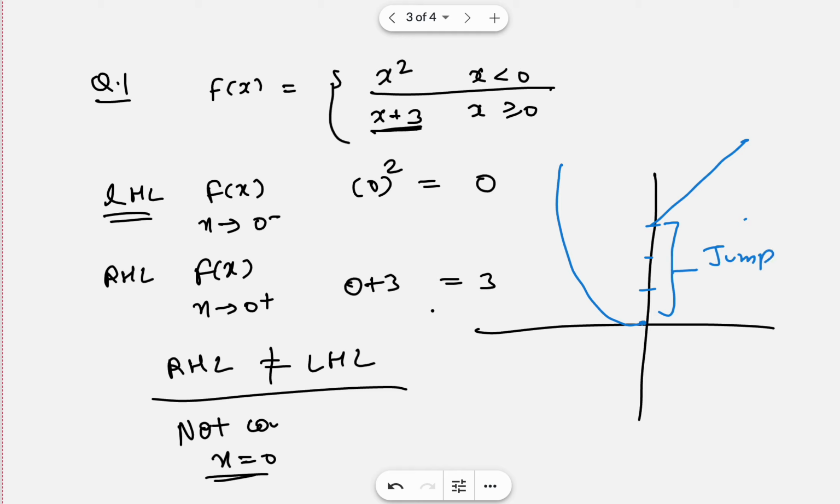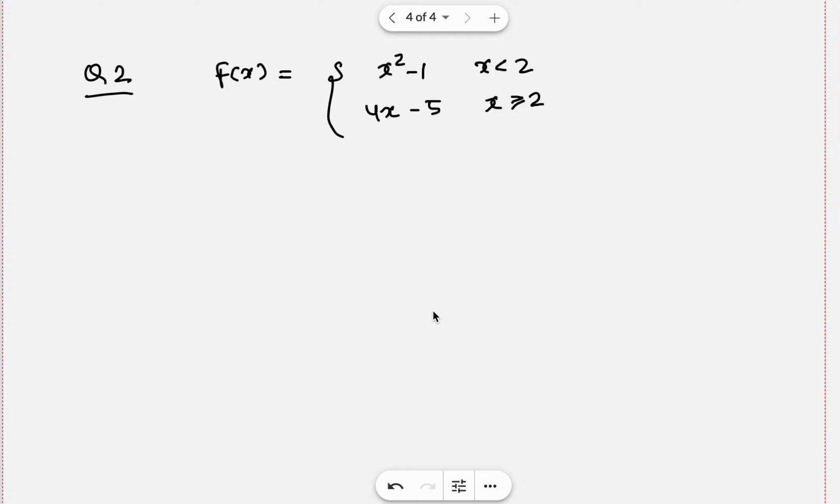Let's see the next problem. This is f(x) equal to x square minus 1 for x less than 2. First we'll find the left hand limit. If we put x tends to 2 minus, we put 2 square minus 1, so that is equal to 3.